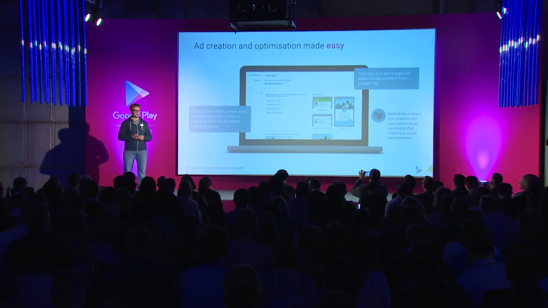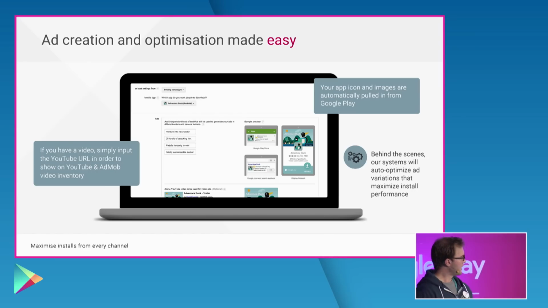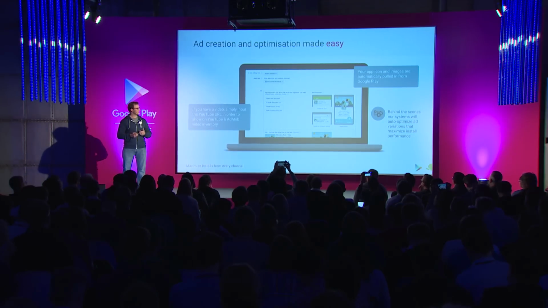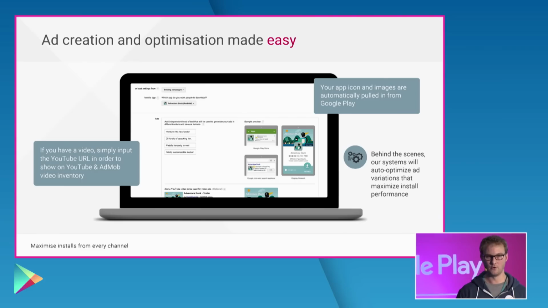This is what the interface will look like. As you can see on the left-hand side, there are four different variations of text, allowing Conversion Optimizer to optimize and choose the best one. You can input a YouTube URL, and it'll pull your YouTube video in directly. And on the right-hand side, you can see that your app icon and images are automatically pulled in through Google Play. So optimizing those is obviously very important.